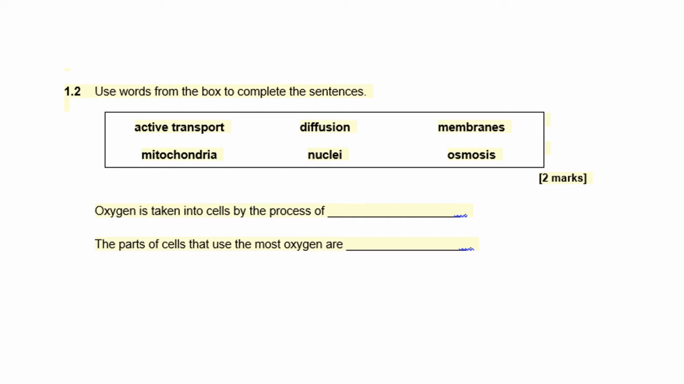Now don't worry if you got one of those wrong. The worst thing that you can do in these kind of questions is read the second one, be a bit unsure about it, and leave the whole thing. You still get a mark for each one. So you get 1 mark for diffusion for the first one, and a second mark for mitochondria for the second part.